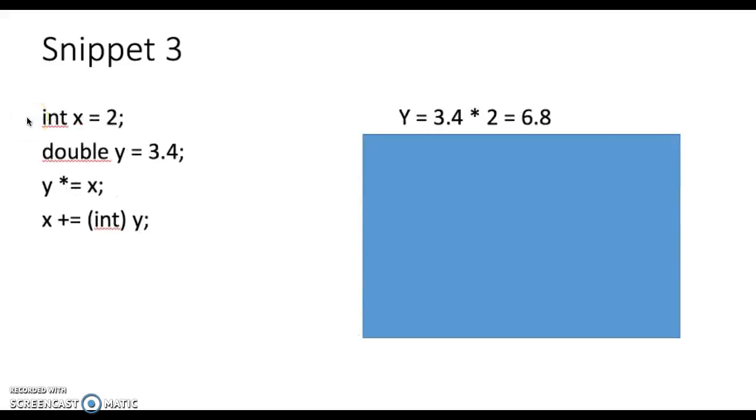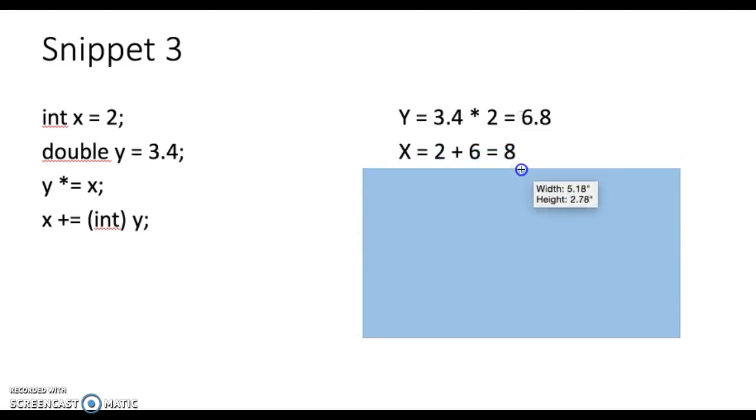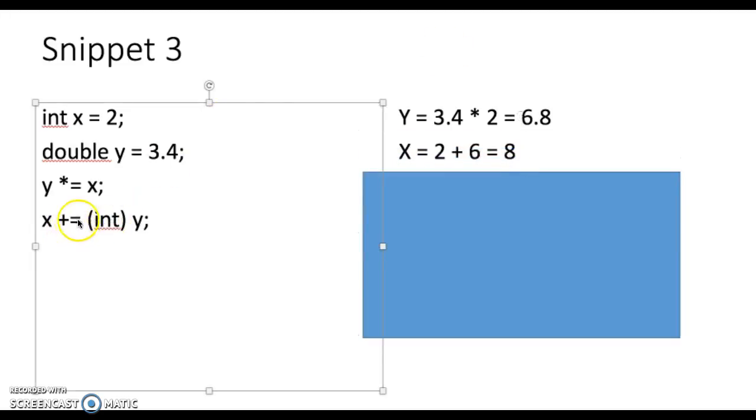For snippet 3, we start with integer x equal to 2 and double y equal to 3.4. Then y becomes equal to y times x, so y now becomes 3.4 times 2, which is 6.8. Next, x becomes equal to x plus, remember our casting rule, int y. When we cast a double to an integer, we tail off the 0.8 and it becomes 6. So x is equal to 2 plus 6, which is 8. Therefore, x is equal to 8.